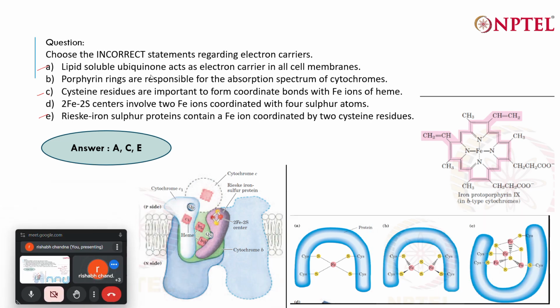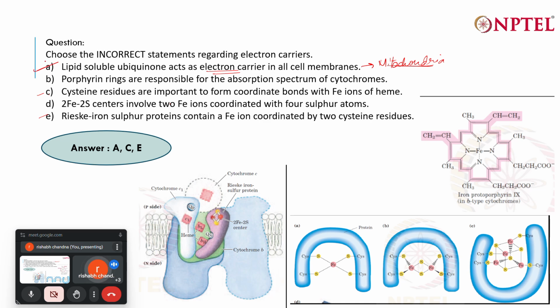So, the first option is lipid soluble ubiquinone acts as an electron carrier in all cell membranes. No. It is only present in mitochondria. So this is a major component in mitochondria that is present as an electron carrier. In other membranes, ubiquinone might not act as an electron carrier. So this is incorrect.